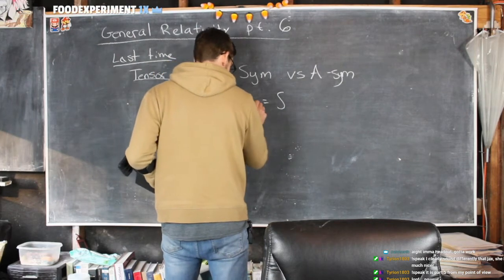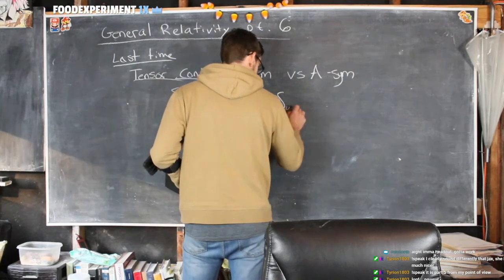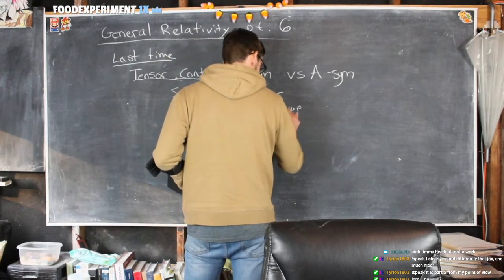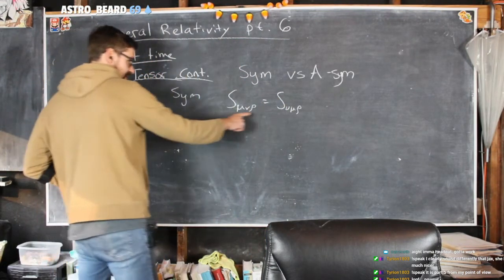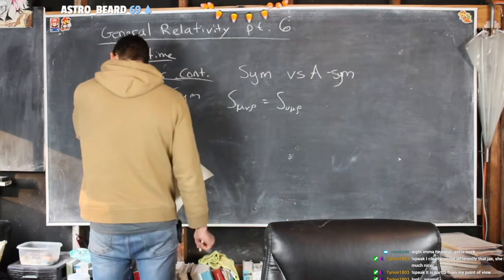Let's try again here. There we go. So they are symmetric in the swap between the indices mu and nu.